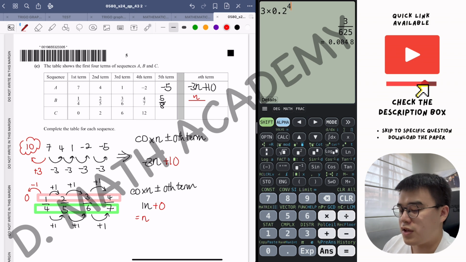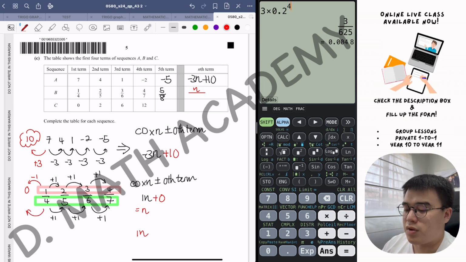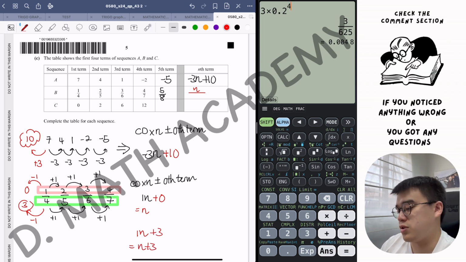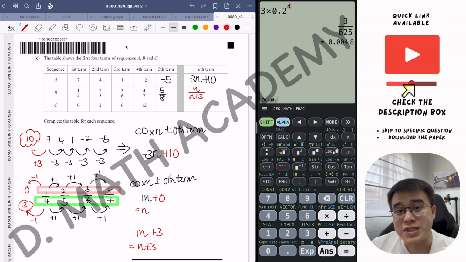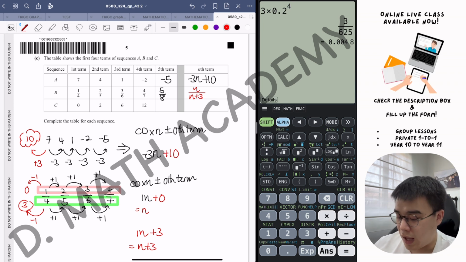Okay, however, for the denominator down here, again, it's a 1n, but when you minus it by 1, you get to 3. So to be exact, it's a positive 3, forming the equation of n plus 3. So this is for sequence A and B. And finally, moving on to part C, where we have 0, 2, 6, 12.